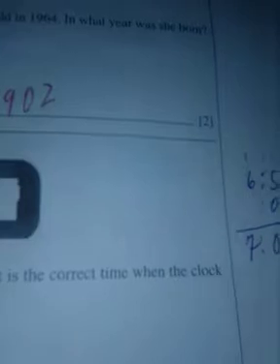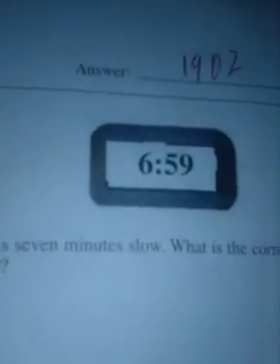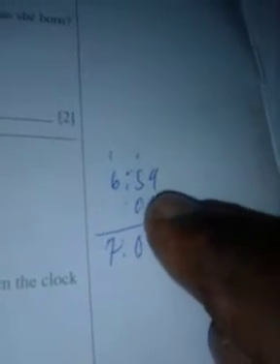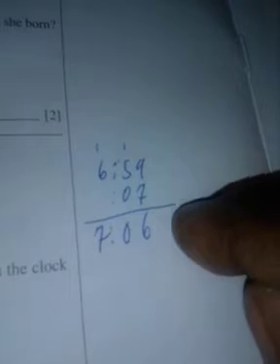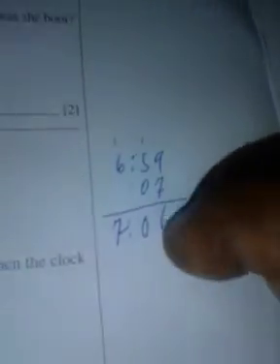The clock is 7 minutes slow. What is the correct time? When the clock shows 6:59, add on 7 minutes to that, and I see 7:06. Now what happens here? Remember, once it's past 60, you carry one. 6 minutes and 1 is 60. 5 and 1 is 6. So I carry 1 hour. 7:06.